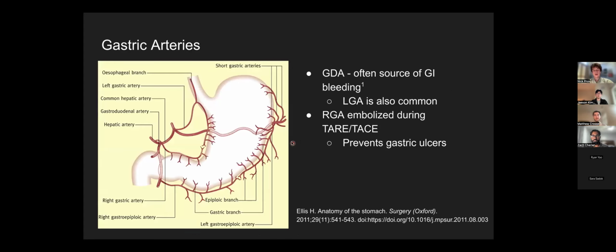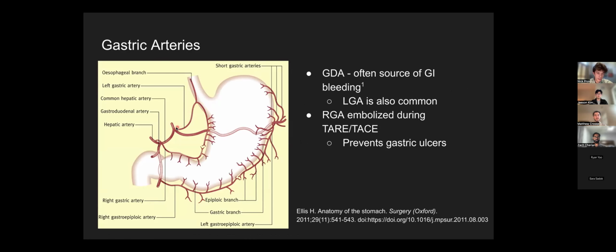Gastric arteries, so I briefly mentioned this. Orienting ourselves here, this is the celiac trunk. As I mentioned before, it gives off three branches. So you have the left gastric artery, and that gives off an esophageal branch, and then it continues on. So this is all left gastric artery, supplying the lesser curvature of the stomach.